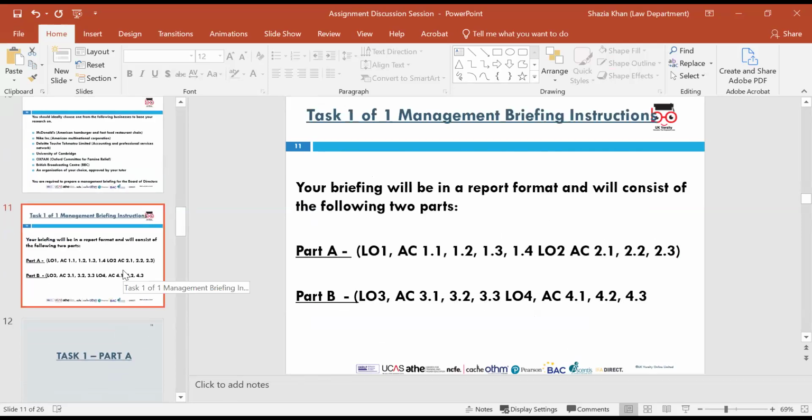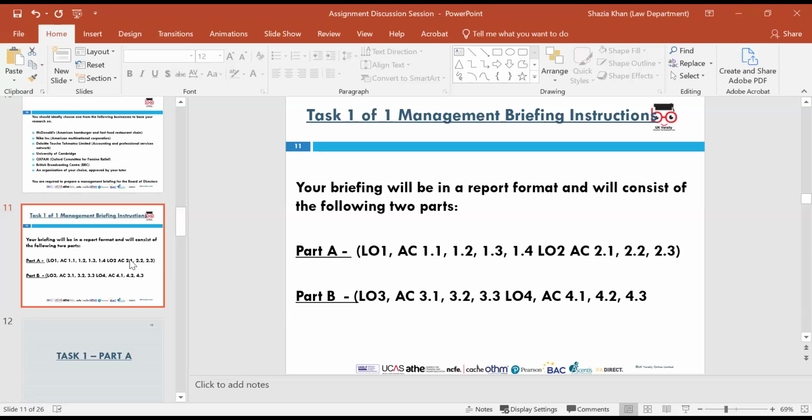Task 1 of 1, management briefing instructions. So there's 2 parts to task 1, part A and part B. It's in a report format and it will consist of the following 2 parts. Part A will cover learning outcome 1, AC 1.1, 1.2, 1.3 and 1.4, and will cover learning outcome 2, 2.1, 2.2 and 2.3. Part B will look at learning outcome 3 and cover AC 3.1, 3.2 and 3.3. And learning outcome 4 will cover AC 4.1, 4.2 and 4.3.